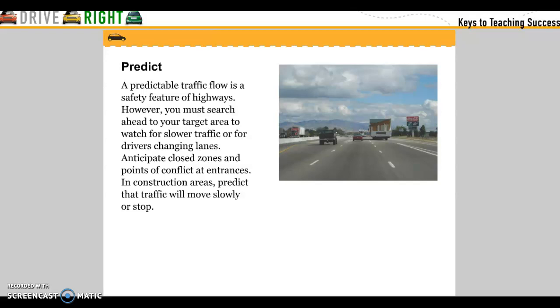Predict. A predictable traffic flow is a safe feature of highways. However, you must search ahead to the target area to watch for slower traffic or for drivers changing lanes. Anticipate closed zones and points of conflict at entrances. In construction areas, predict that traffic will move slowly or stop.